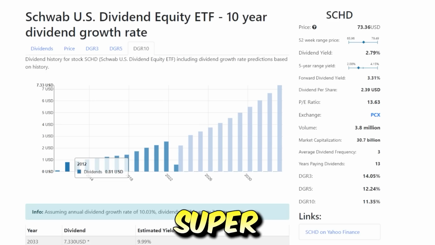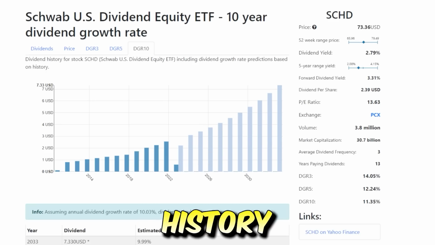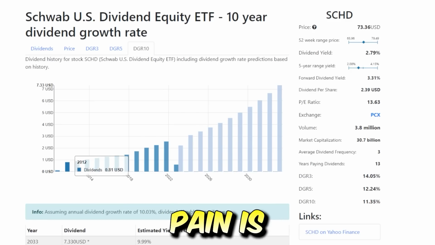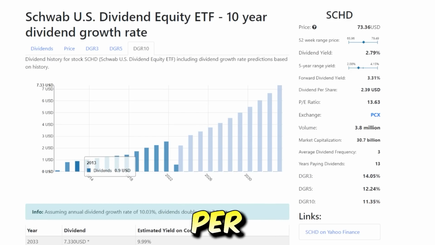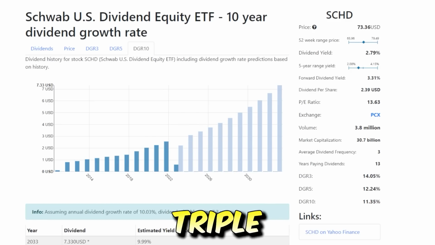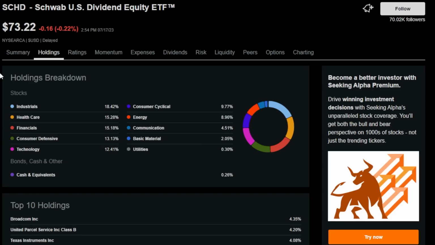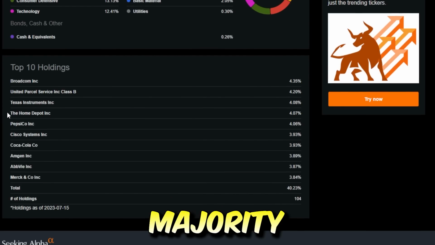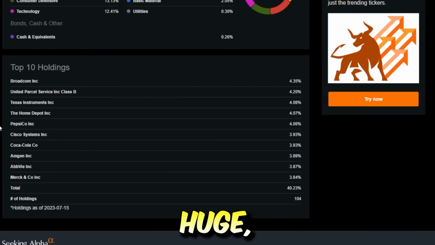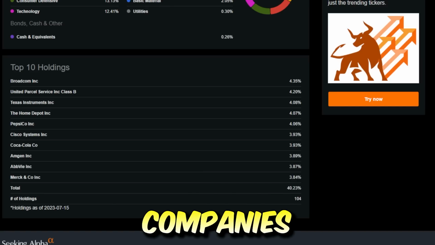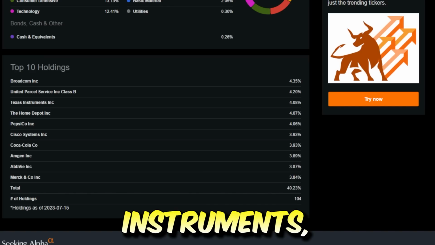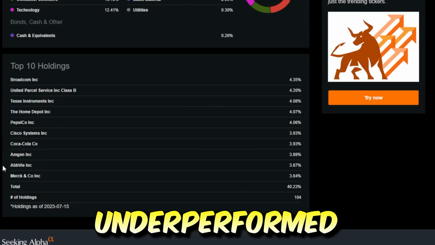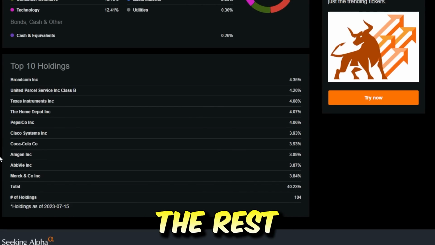So although that might seem super crazy to some of you guys, if you look back in history, SCHD in 2012 or 2013, look at what it was paying. It was paying 80 cents per share, 90 cents per share, and current day, it's almost triple that. So what it really comes down to, and the reason why SCHD is underperforming the rest of the market is obviously because of the majority of the holdings that make up SCHD, especially the top 10 holdings. Companies like Broadcom, UPS, Texas Instruments, Home Depot, Pepsi, Cisco, Coca-Cola, Amgen, companies like these have underperformed overall compared to the rest of the market this year.